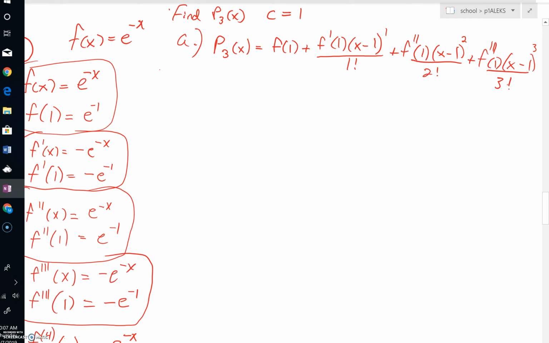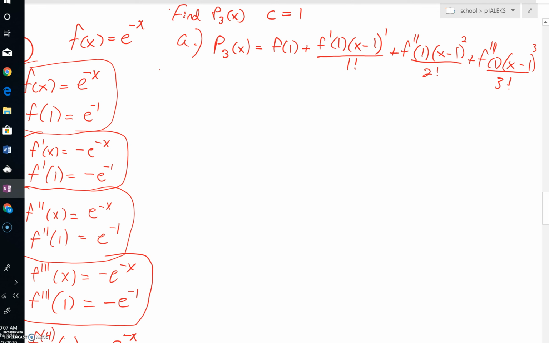You can see I've already done some work off to the side. I've got f of x equals e to the negative x. I plugged in a 1 right here, you get e to the negative 1. Take your derivative. Remember your chain rule. You'll have e to the negative x, and the derivative of a negative x is just a negative 1. So you'll have negative e to the negative x. You plug in a 1 right here, and you'll say f prime of 1 is negative e to the negative 1.